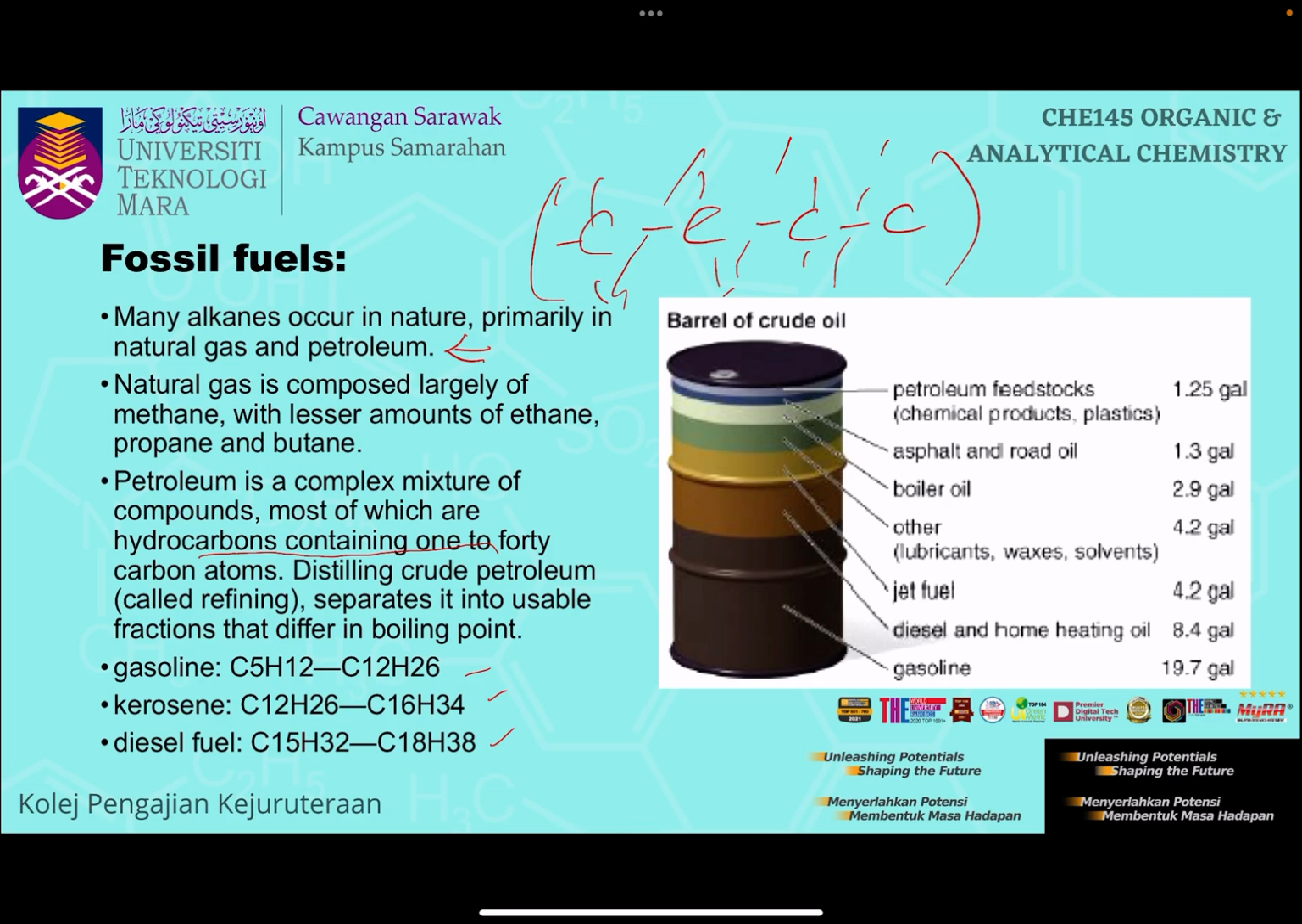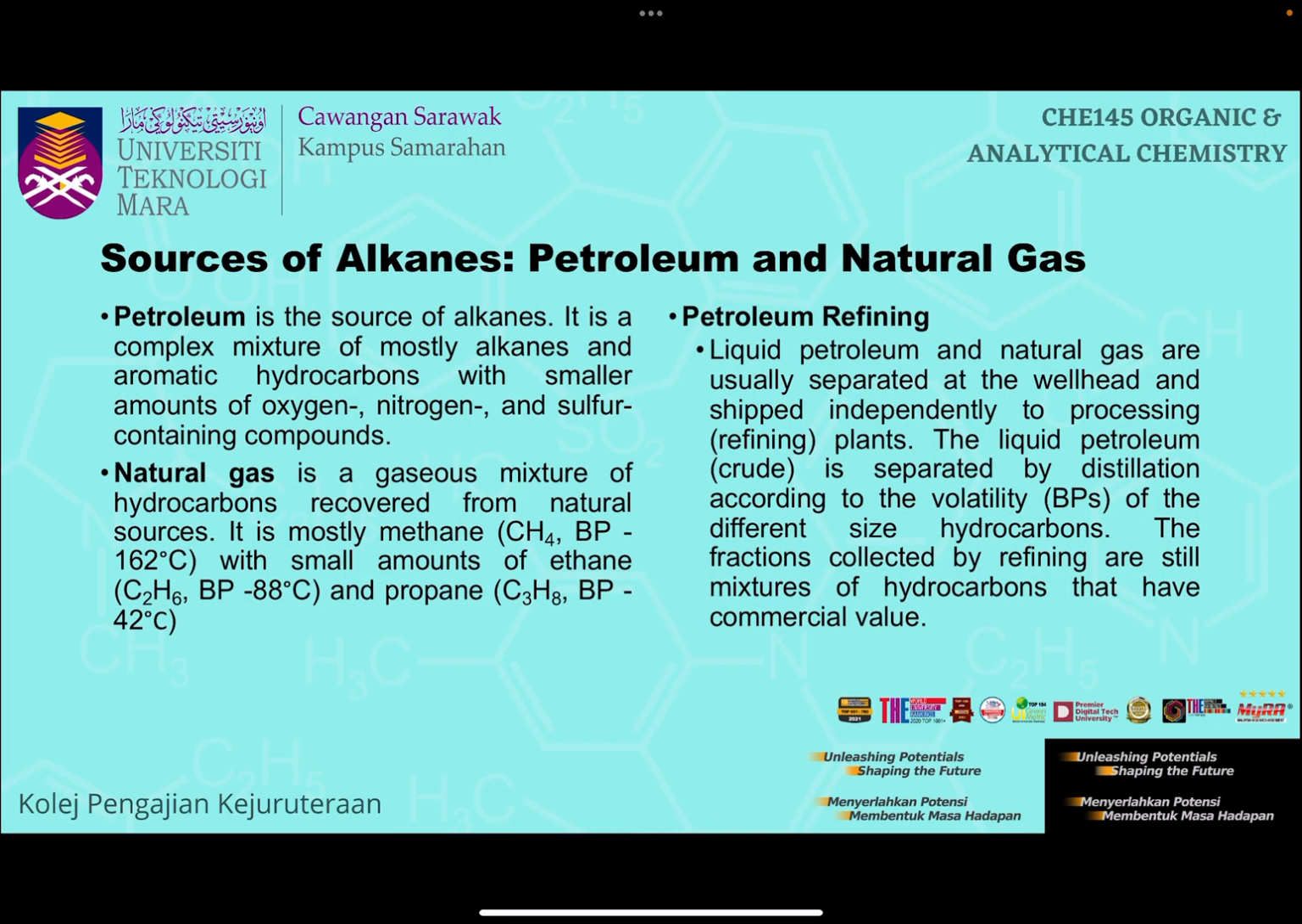Okay, so if you look at this picture, you can see that crude oil is oil that you extract directly from the source, that has not been processed. Once you process it, then you get all these substances out, right? Sources of alkane. You can read a little bit. So these are some of the uses.